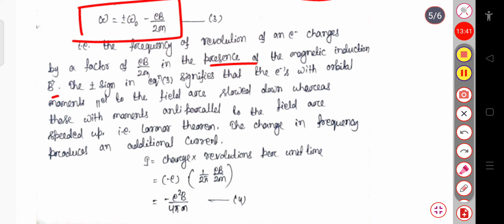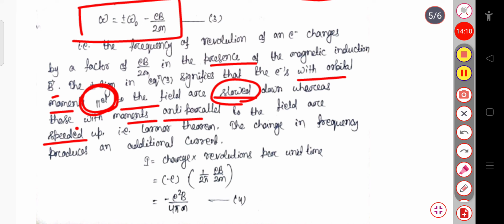So the plus or minus sign in this equation, it signifies that the electrons with the orbital moment parallel to the field, they are slowed down, whereas those moment anti-parallel to the field, they are speeded up. So because of the parallel field, this frequency, or you can say that the velocity of the electron, it will slow down, and if the field is in the anti-parallel direction, then it will speed it up. That is, this is called the Larmor theorem.